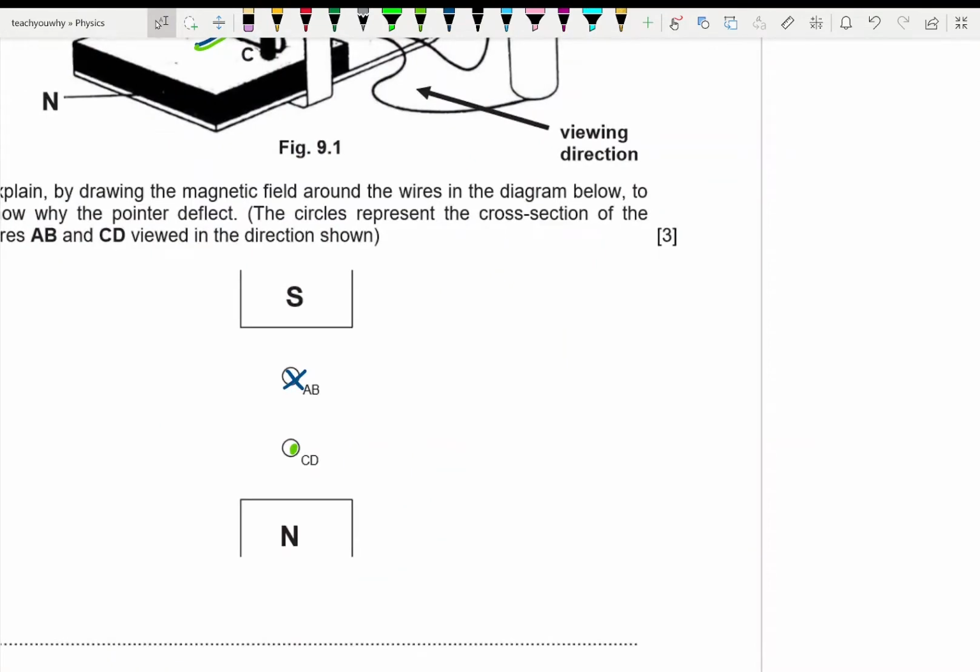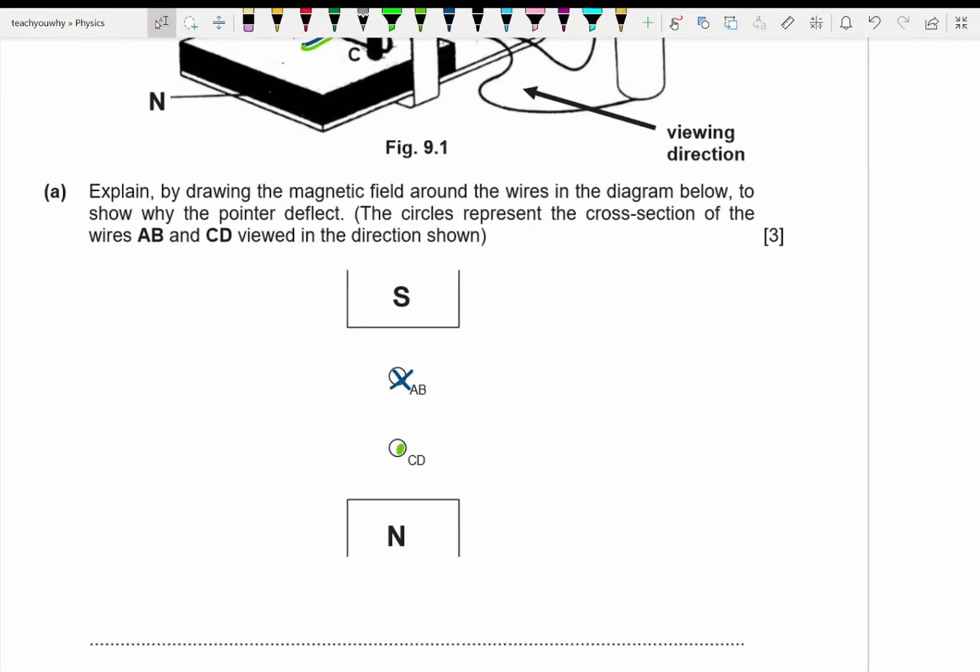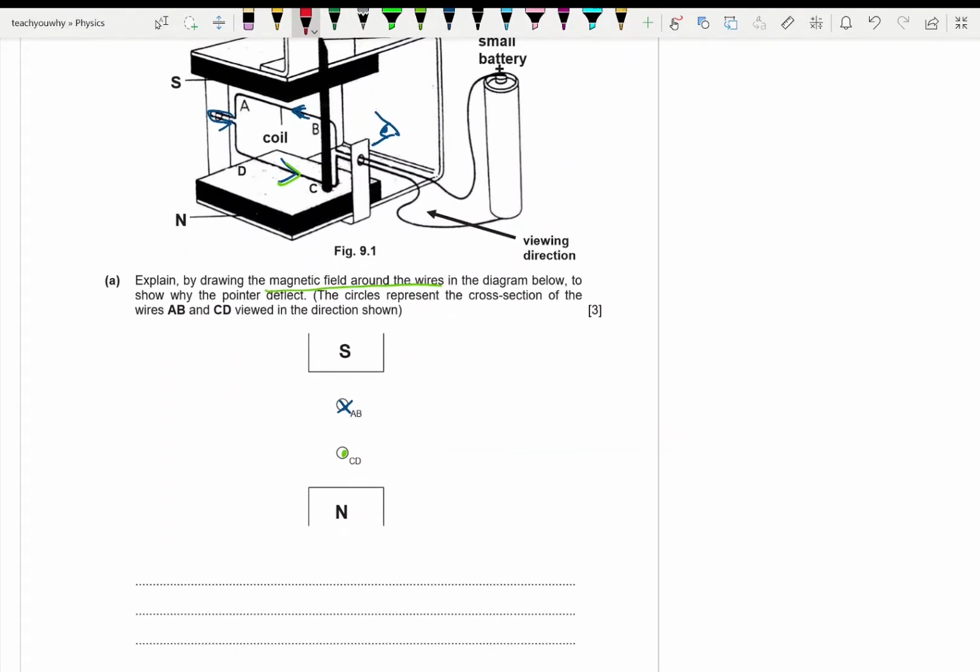In this case, they want us to draw the magnetic field around the wire. So what are we going to use? This is again your right hand grip rule. Now this right hand grip rule is used for a single wire. It's not your solenoid. So like I said, there are two kinds of right hand grip rule. One is used for a single wire, one is used for a solenoid. So in this case, we are doing a wire.